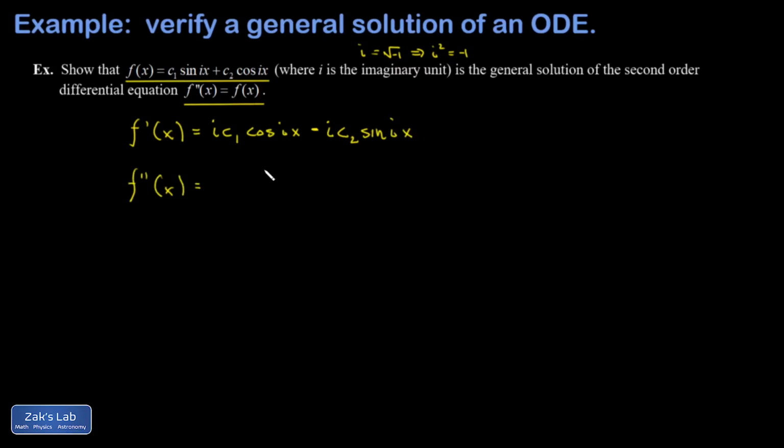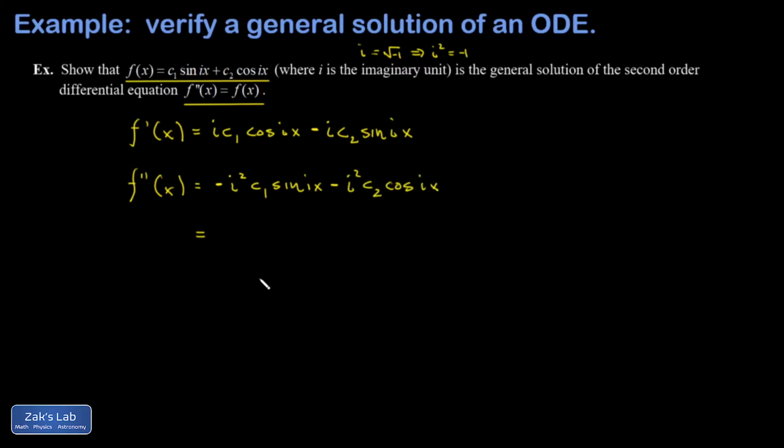And in the first term, I'm going to get a minus sign from differentiating the cosine function with respect to its argument. I'm going to get another factor of i because of the chain rule taking the derivative of the argument of the cosine function. And I get a sine of ix. In the second term, again, I get another factor of i because of the chain rule. So now I have an i squared and a c2 and a cosine of ix.